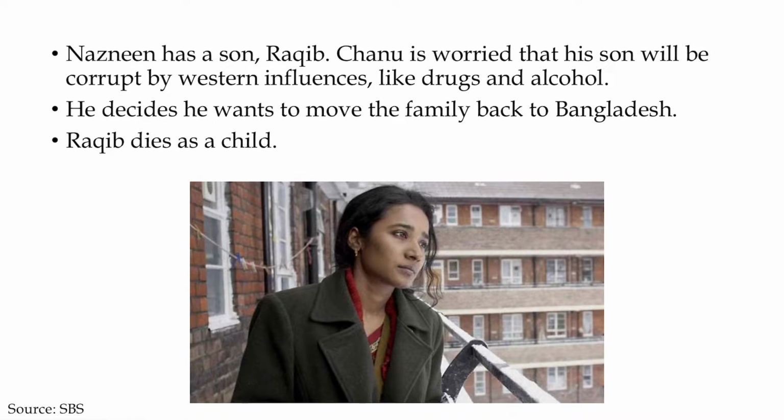Nazneen gives birth to a son, Rakib, who she dearly loves. This is their first son, and the fact that he's a boy brings him a lot of significance in terms of his future social standing within the Bangladeshi community. Chanu, her husband, is very worried that his son will be corrupted by Western influences like drugs and alcohol, particularly within the tower block that they live in on Brick Lane.